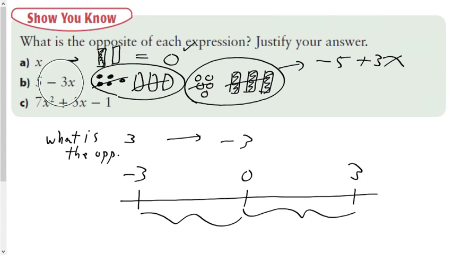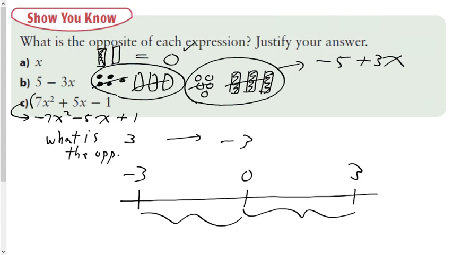And therefore, what is the opposite of this trinomial? Real simple. First term, negative 7x squared. Second term, it's positive 5x. Its opposite is negative 5x. And finally, the constant of minus 1, its opposite is plus 1.